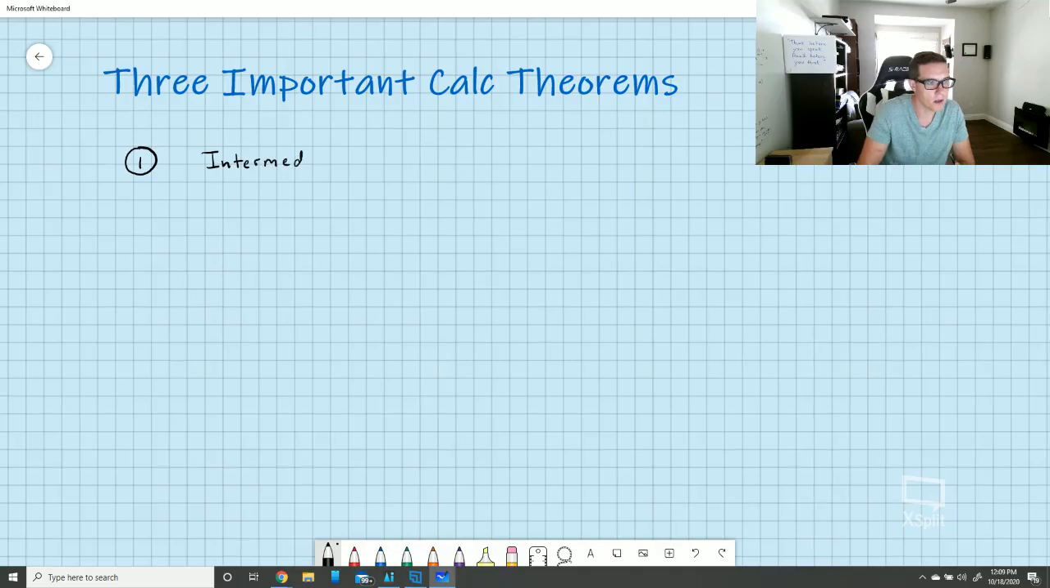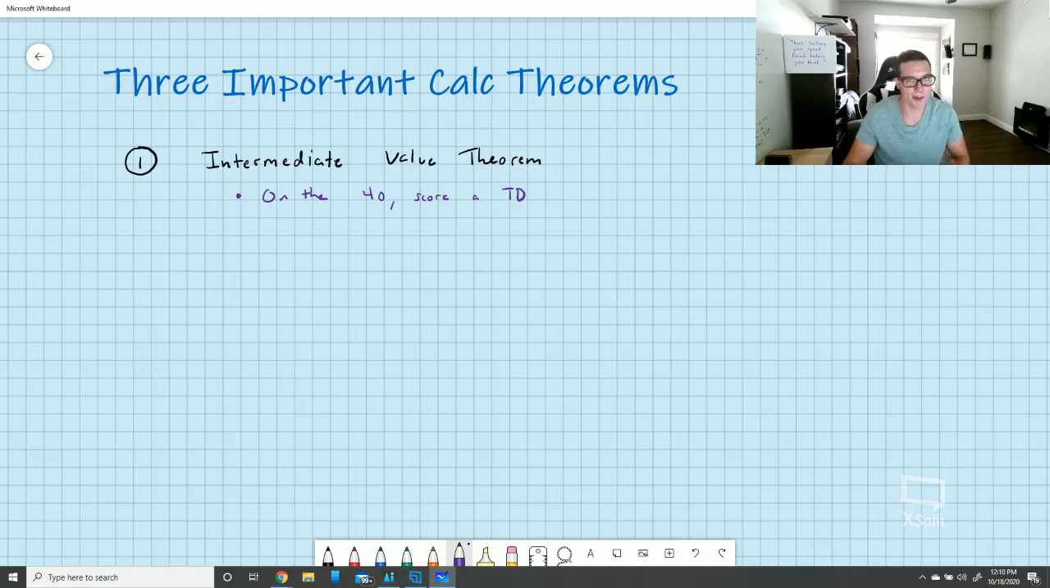Intermediate value theorem. All right, so I'm going to give you an example. I'm not going to write it all down. I'll just give you my bullet point: on the 40, score a TD. So let's say, I'm doing football analogies. You can do whatever you want, but let's say I'm on the 40-yard line of a football field and I want to score a touchdown.